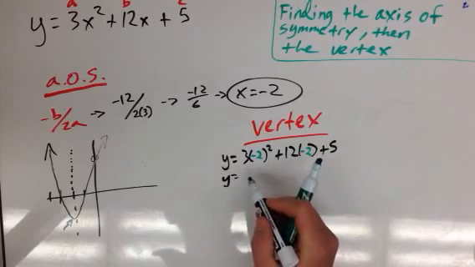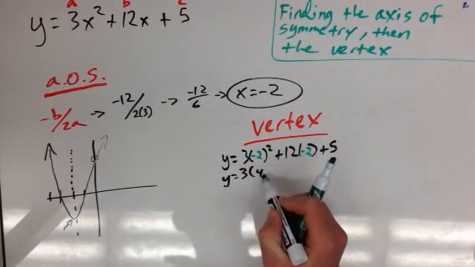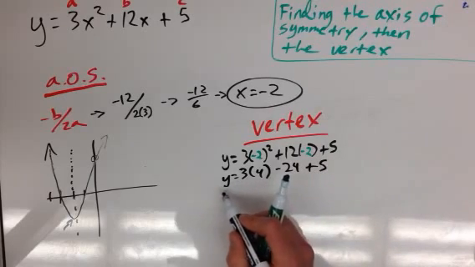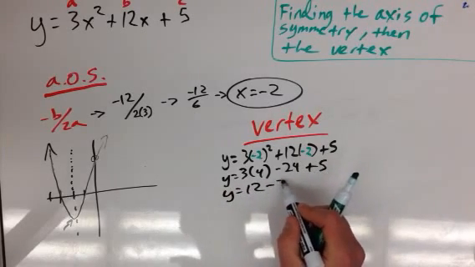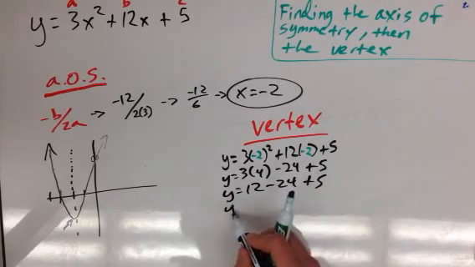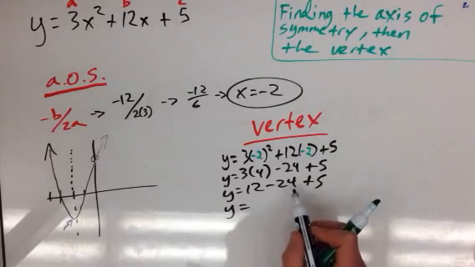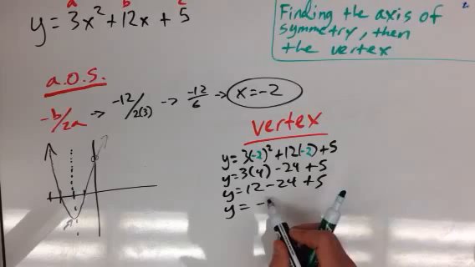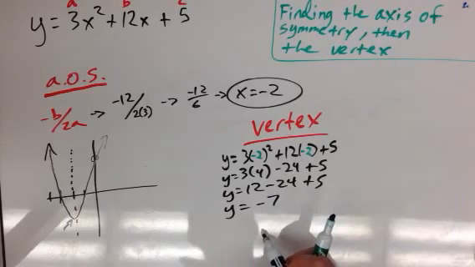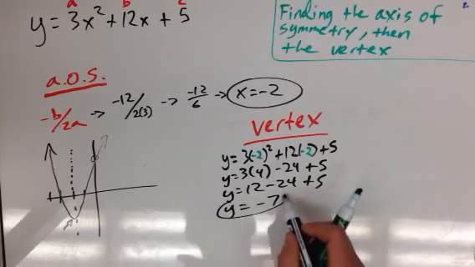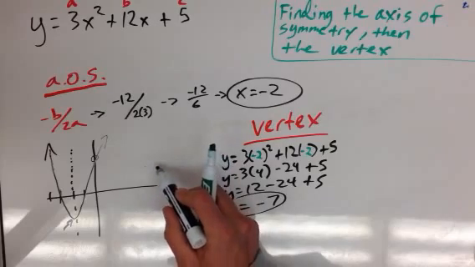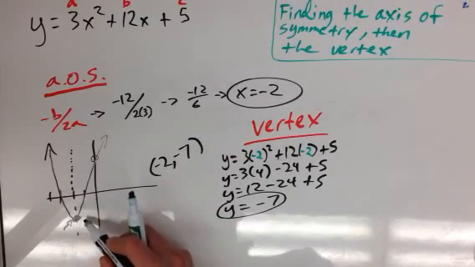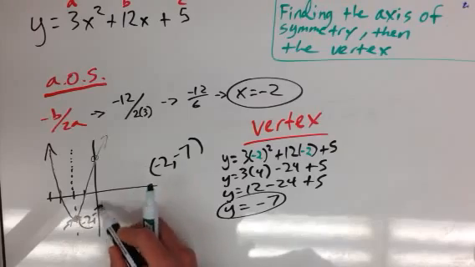So this is 3 times 4 minus 24 plus 5. So that's 12, like that. And that'll be negative 12 plus 5 is negative 7. So I know that if I plug in a negative 2, I'll get out a negative 7, and that's where my vertex is: negative 2, negative 7.